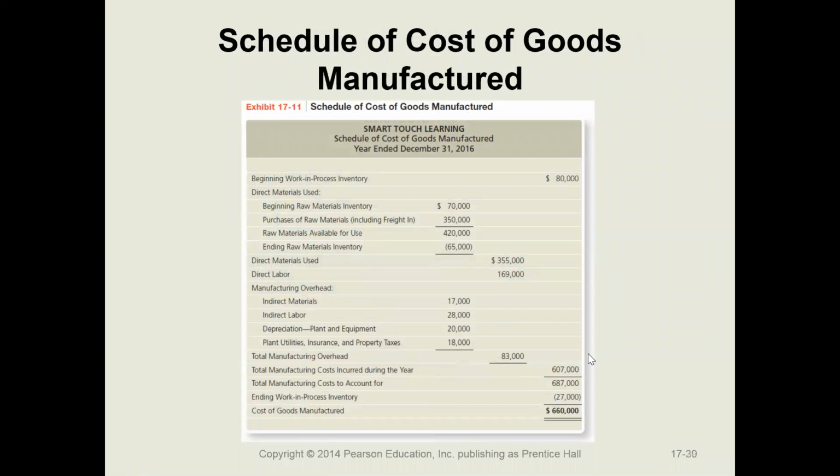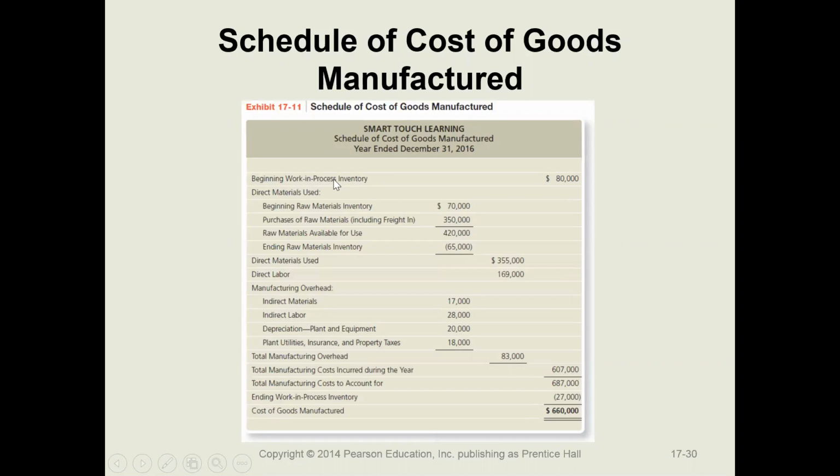Okay, here's a schedule of cost of goods manufactured. So cost of goods manufactured schedule is a schedule that shows how much did it cost us to make the products that we made. In this case, the format is very important. This is a very structured and pretty much set format. So you start off with your beginning work in process inventory. And let's say in this case, it was $80,000 at the beginning.